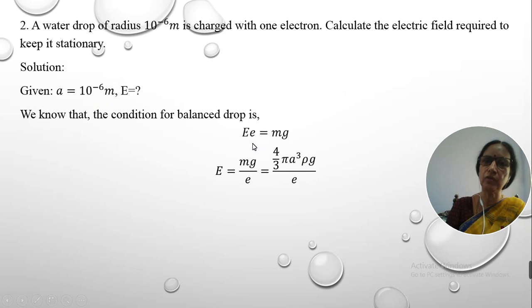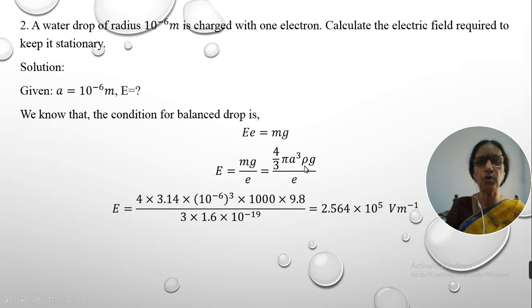The water drop appears to be spherical in shape, so you have to take the volume. So for mass, we write density is equal to mass per volume. That formula we are using here. So mass is equal to volume into density, which we have to take into consideration. Okay, so substituting the values here. Density of water, as it is a water drop, can be written as 1000. Substitute all the values in the formula. We'll get the answer as 2.564 into 10 raised to 5 volt per meter.